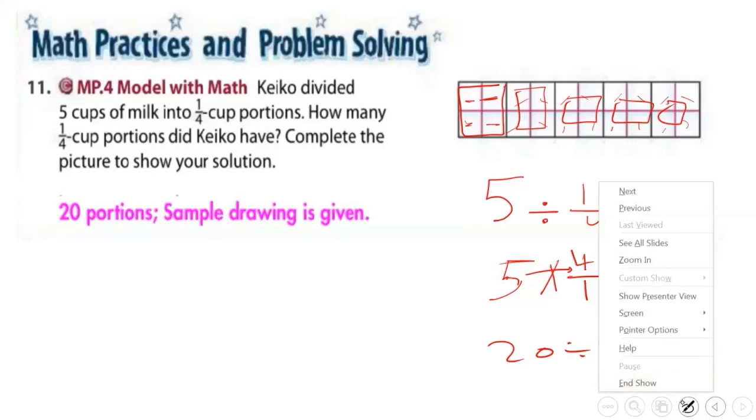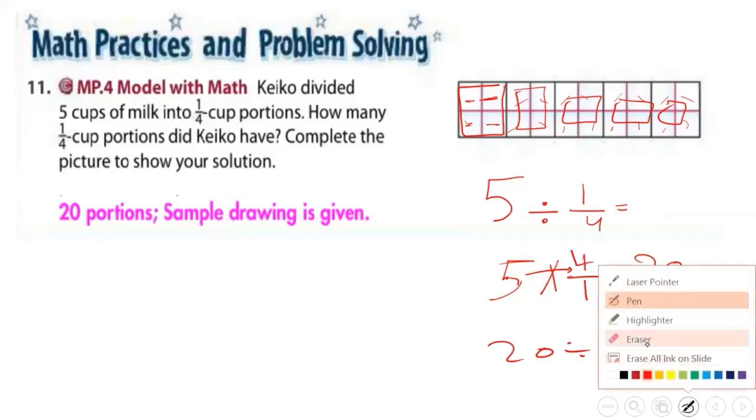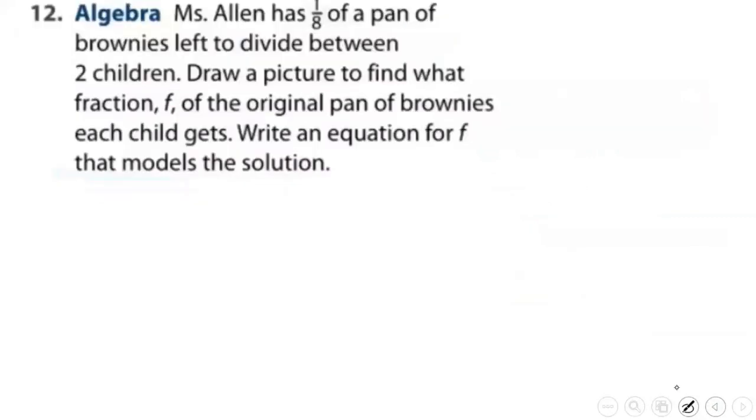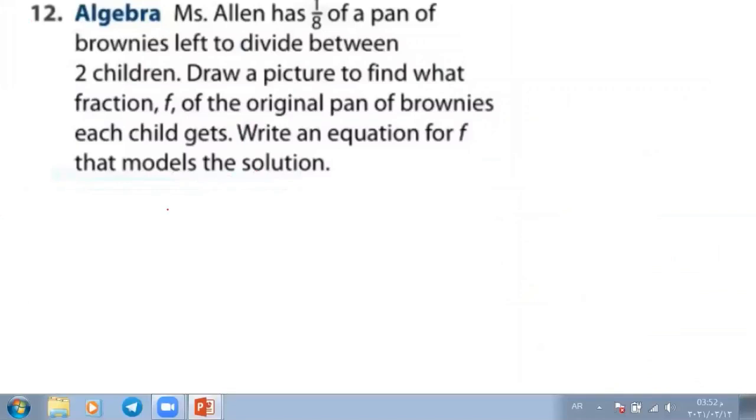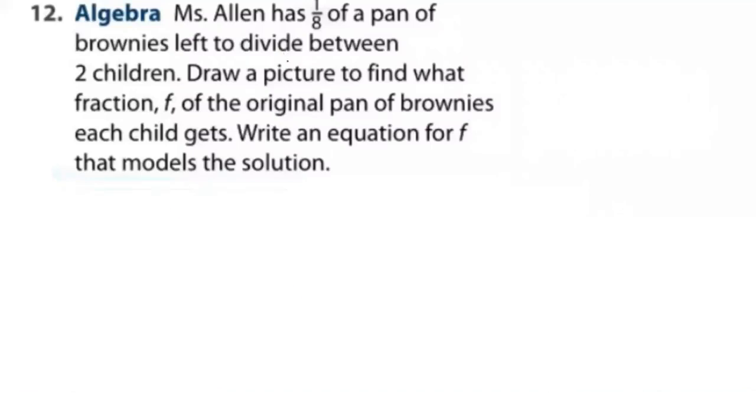We are still in math problem solving. Let's move. Number 12. Miss Allen has 1/8 of a pan of prawns left to divide. So what will be divided? Yes, this 1 over 8. So 1 over 8 will be divided between 2 children. Okay, the whole number here.